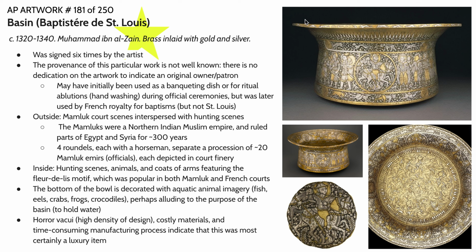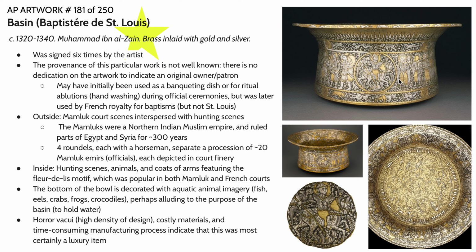So along the outer side of this particular vessel, we have these court scenes of the Mamluks. So the Mamluks were a northern Indian Muslim empire, and they ruled parts of Egypt and Syria for around 300 years. There were lots of scattered empires and caliphates, and in some cases, especially after the Mongols came in, khanates, where they were these scattered pockets of influence across Western and Central Asia. And this particular artwork was produced by the Mamluks.